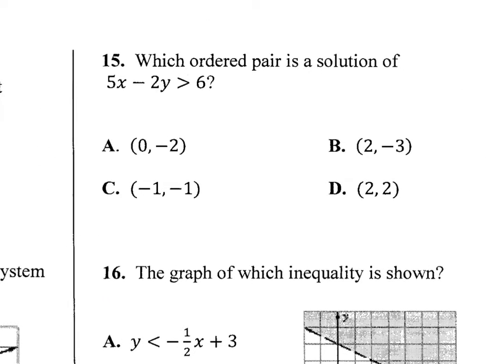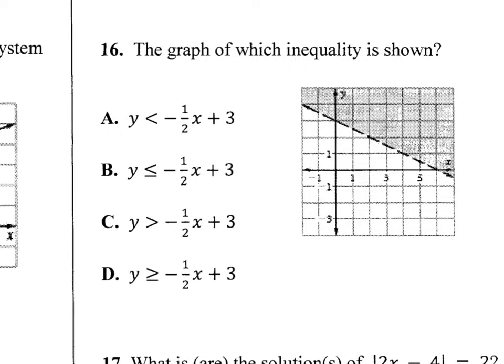Okay, which ordered pair is a solution? All you need to do is plug each of these in for x and y, every one of them, and see which one works in the solution. So basically, when you work the left side, it should be greater than 6. If it's equal to 6 or less than 6, then you know that's not an answer. So there's only going to be one of these that works. That's your task.